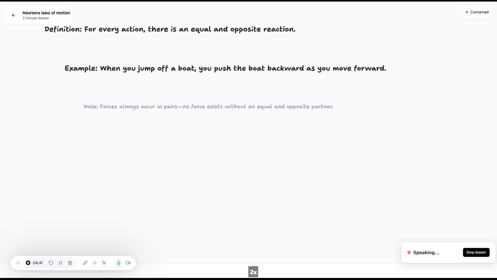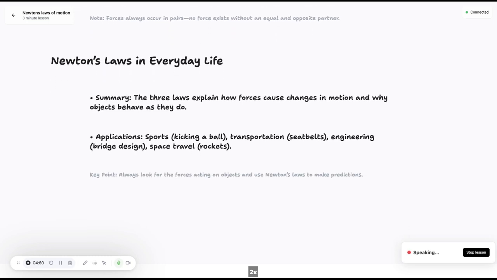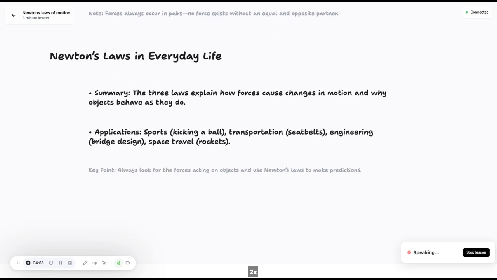Great. Now let's finish with a summary and some real-world applications. Newton's three laws explain almost all the motion we see every day. Whether it's a car crash, a soccer ball being kicked, or a rocket blasting into space, these laws help us understand what's happening by looking at the objects, the forces, and how they interact. For example, seatbelts in cars, bridge engineering, and even how we walk or play sports. All of these can be explained using Newton's laws.